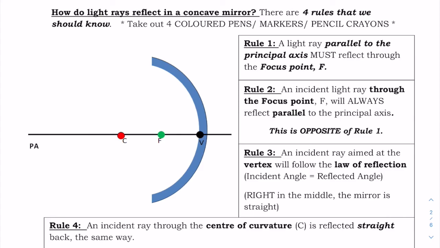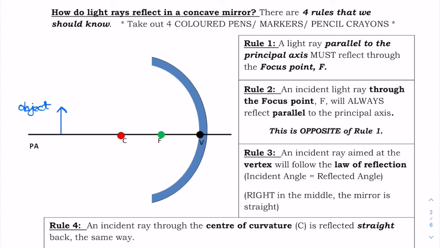The first thing we'll do to help us out over here is we'll draw an object. Let's say our object is an arrow that's positioned on the principal axis. I'll draw it over here. Okay, so this is our object on the left. And the object can be whatever. I'm using an arrow, but it could be a person, it could be a pencil, anything really.